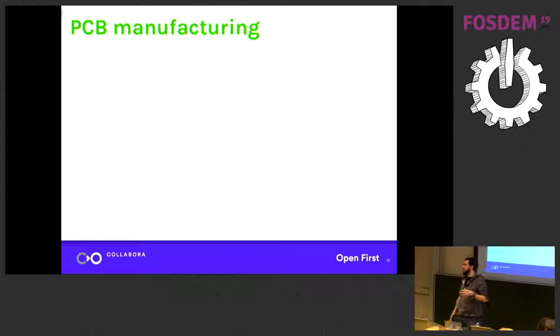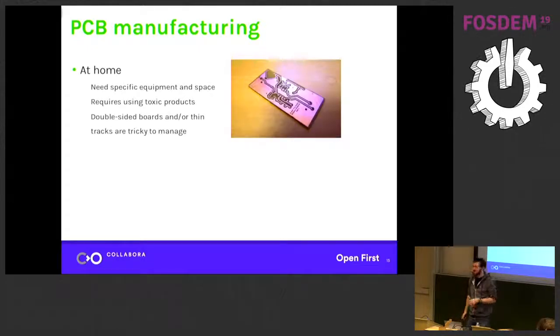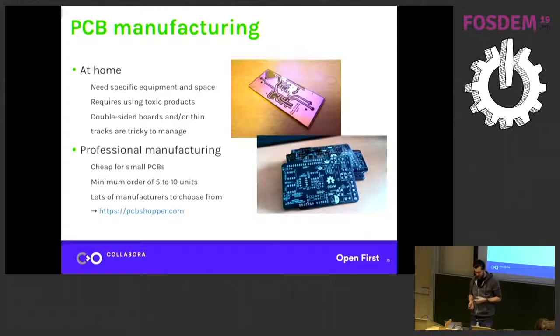Then you have to manufacture your PCB. You can do it at home, but it needs specific equipment and you need also some space. It requires using some toxic products, so it might be dangerous. And it's also quite difficult, at least when you start, for double-sided boards or when you get thin tracks and really little spacing between tracks. It's quite difficult to have a clean result. So my advice is rather to go through professional manufacturing.